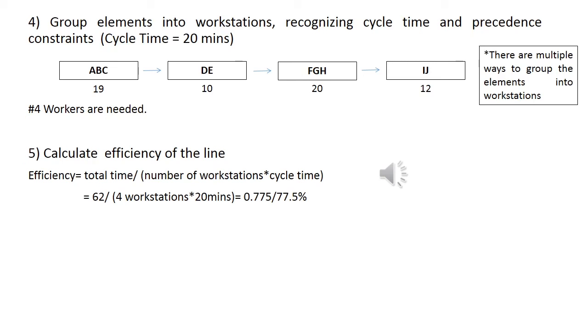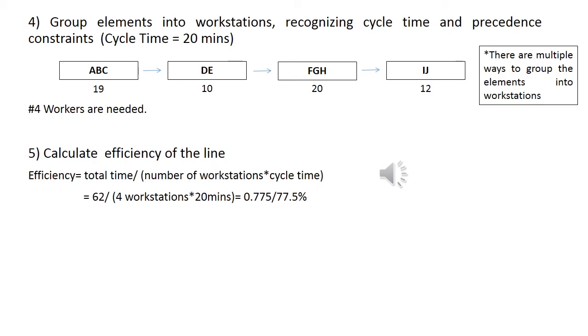Next, we need to group the elements into workstations, respecting cycle time and precedence constraints. First thing first, we need to note the cycle time is 20 minutes. So we need to group the elements into workstations. However, there are multiple ways to group the elements into workstations. For me, I place A, B, C in the workstation, and the time is 19. And the next one, D and E, and the time is 10 minutes. And F, G, H in the workstation, and there is 20 minutes. And the last one, I, J in the workstation, there's 12 minutes. So in total there are 4 workstations and 4 workers are needed.